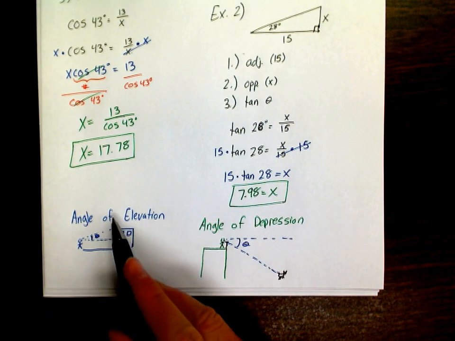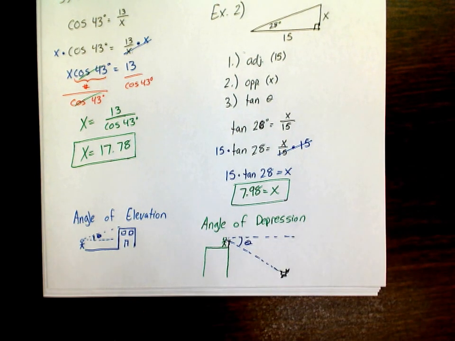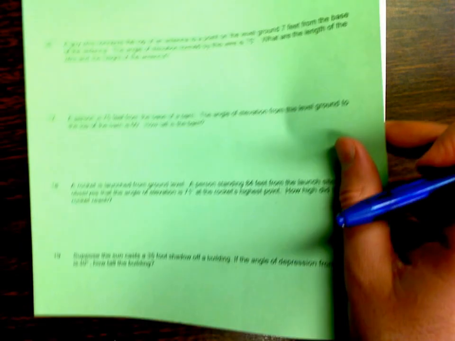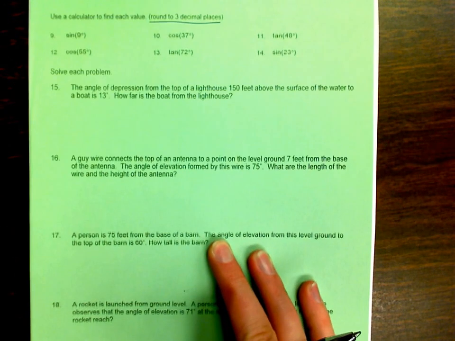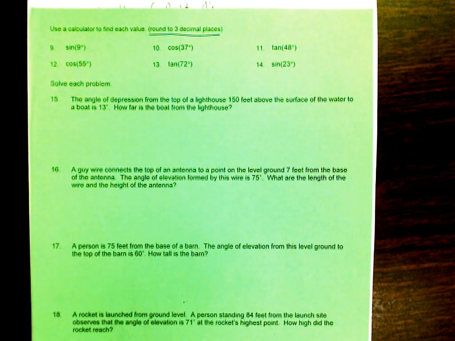Okay? So now we can talk about the assignment. Forgot about that part. So, the angle of depression from the top of a lighthouse, 150 feet above the surface of the water, to a boat is 13 degrees. How far is the boat from the lighthouse? Alright. Lighthouse time.